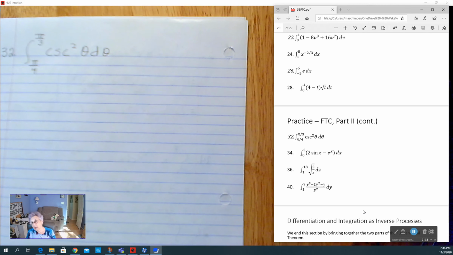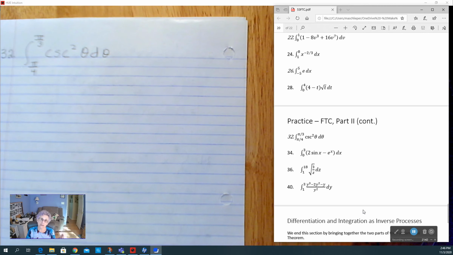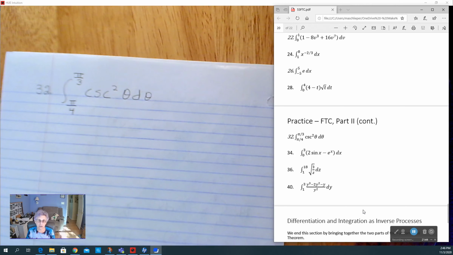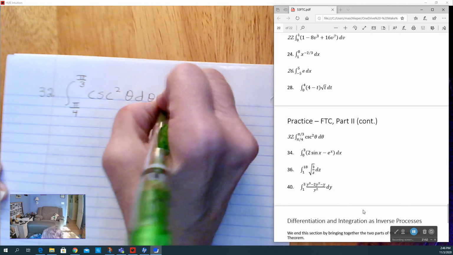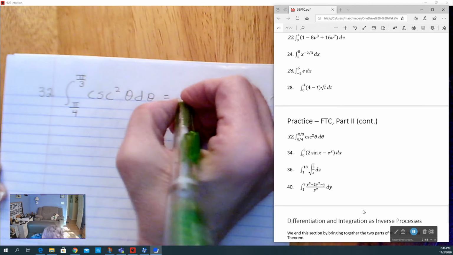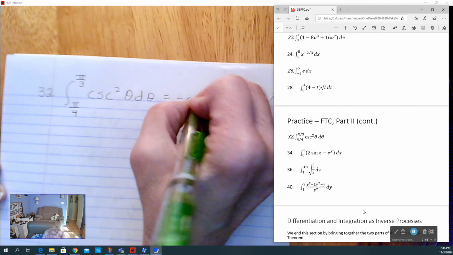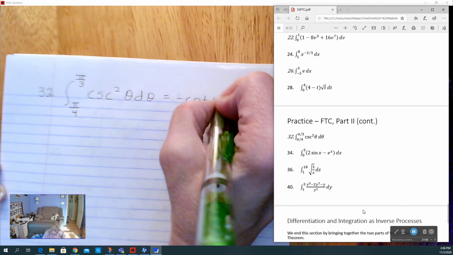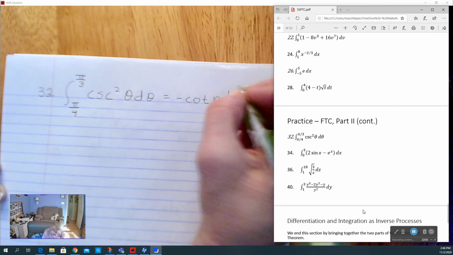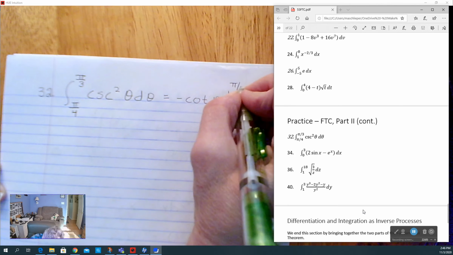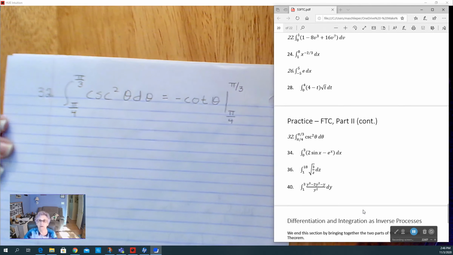So what is the antiderivative of cosecant squared? Well, cosecant's partner is cotangent. We always have two secants or cosecants and one tangent or cotangent. And with co-functions, they're negative. So this is negative cotangent of theta evaluated from pi over 4 to pi over 3.